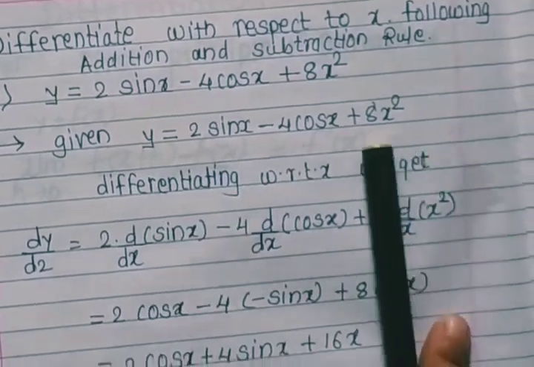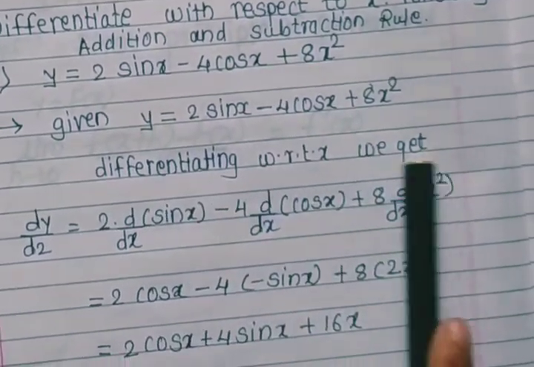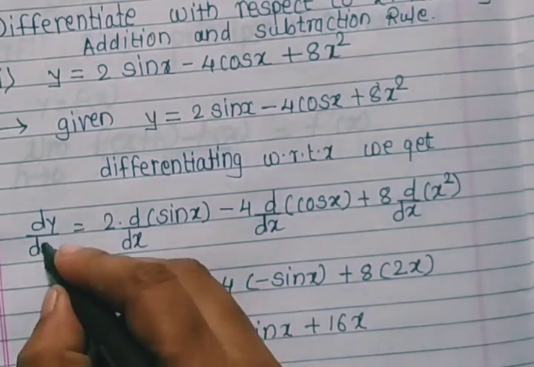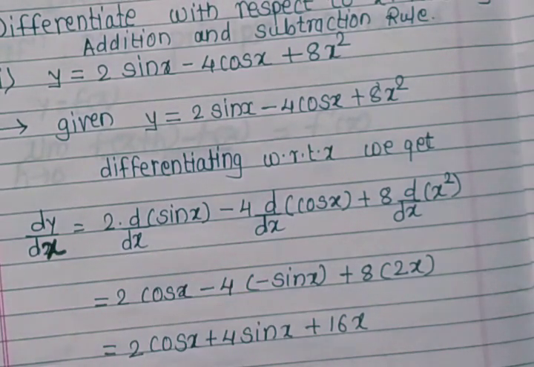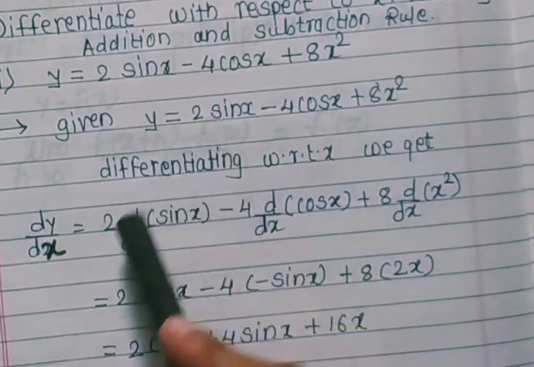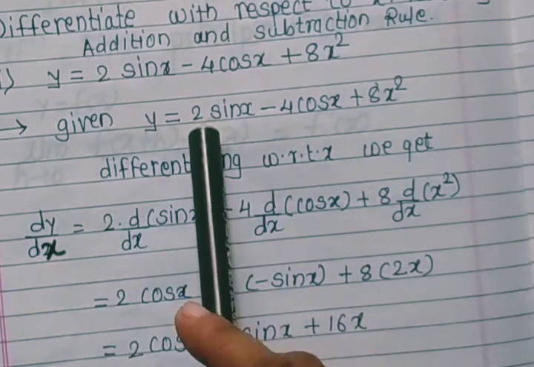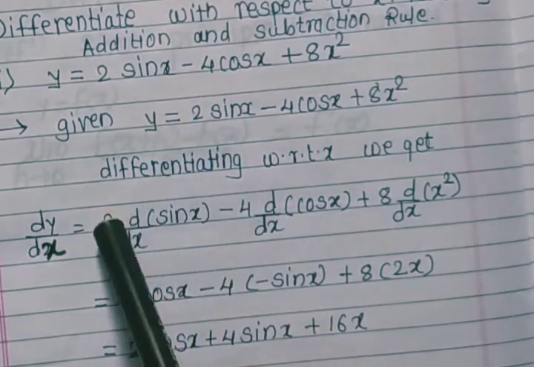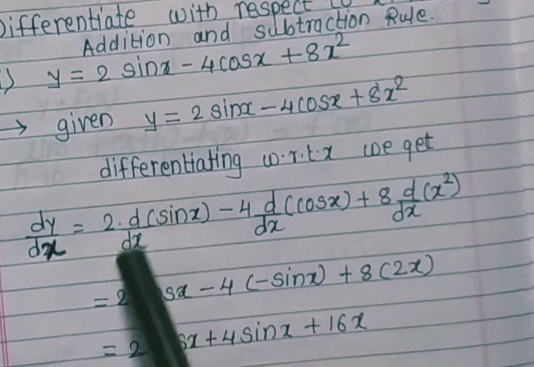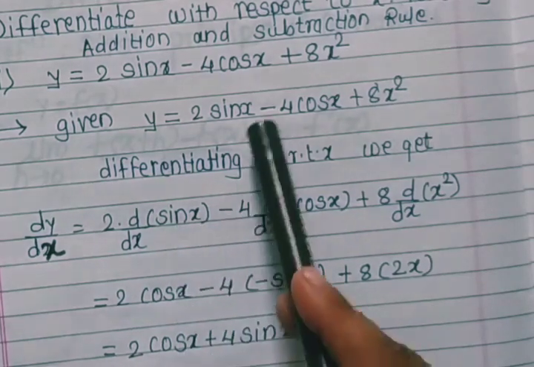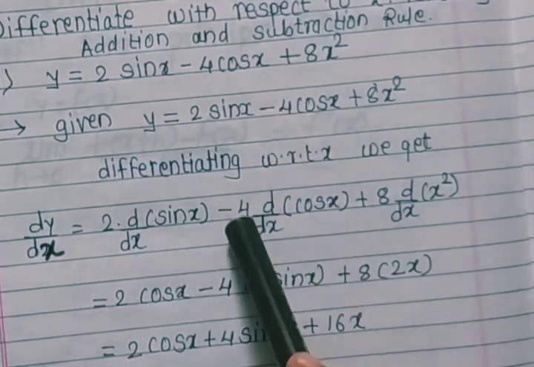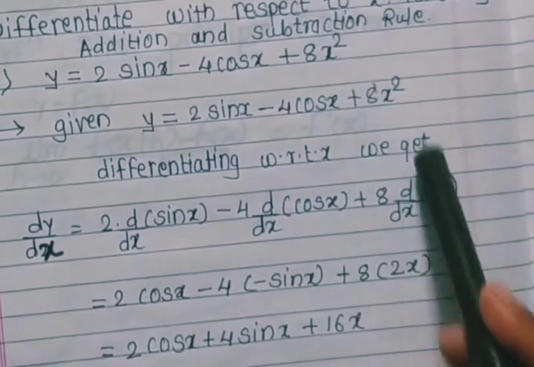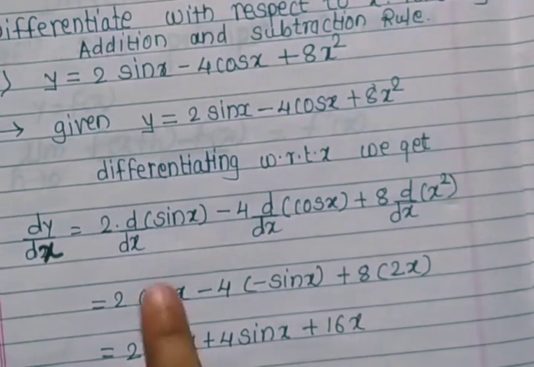Given y is equal to, differentiating with respect to x, we get dy by dx is equal to 2 as it is. हा सिंगल 2 असेल तर तो कॉन्स्टंट येणार आहे. हा ट्रिगोनोमेट्रिक फंक्शनला मल्टिप्लाइड बाय कोएफिशियंट आहे, तो कॅरी करायचा आहे. 2 as it is, d by dx of sin x, minus 4 as it is, d by dx of cos x, plus 8 as it is, d by dx of x square.